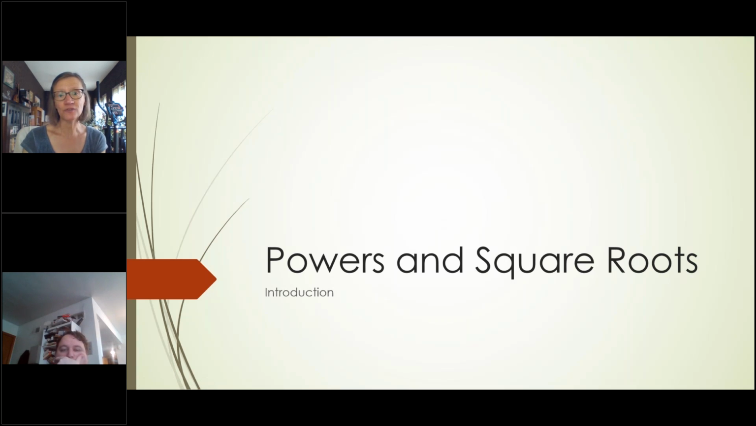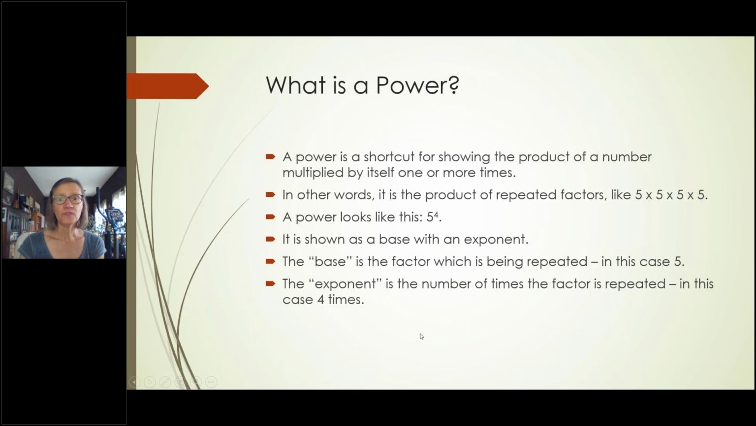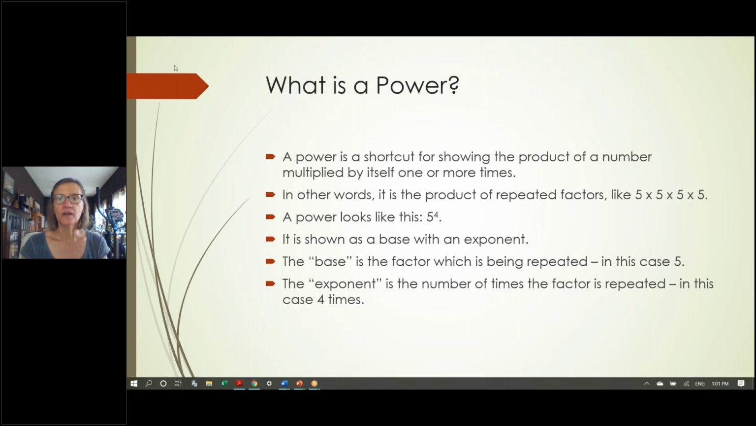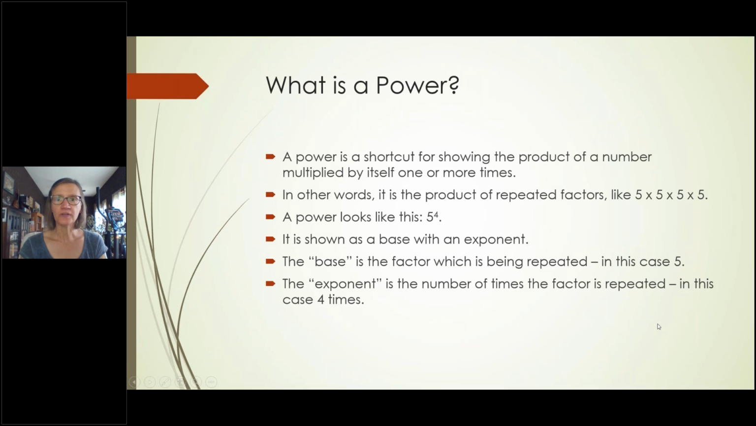Okay, so this is the introduction to powers and square roots. So what is a power? A power is a shortcut for showing the product of a number multiplied by itself one or more times.